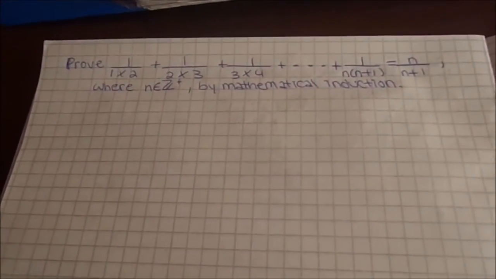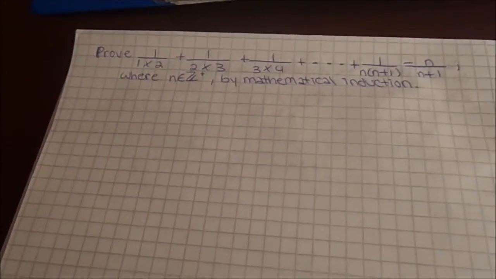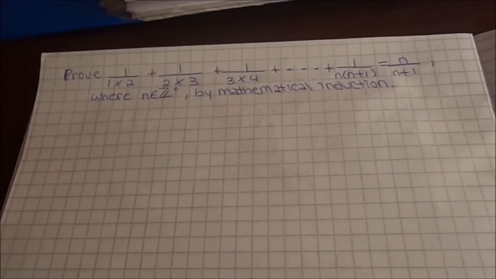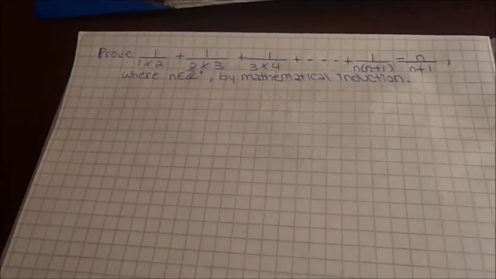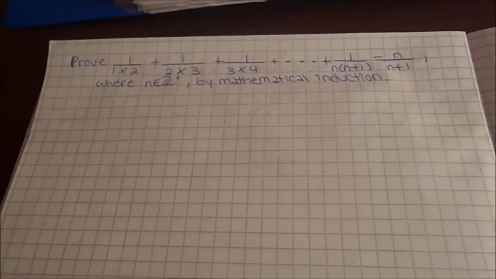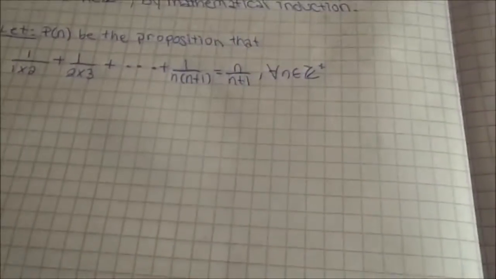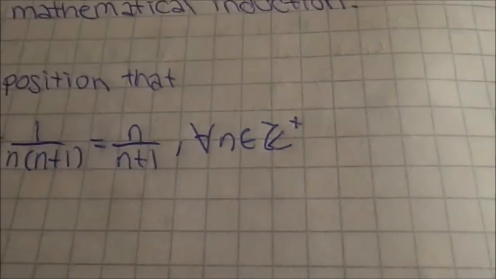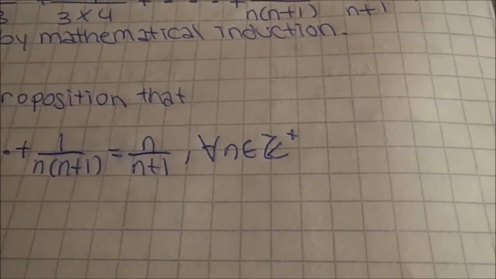So as I said before, there's 5 steps to answer a mathematical induction problem, and basically for the first step you just restate the problem. So the symbol over here means for all elements of positive integers.